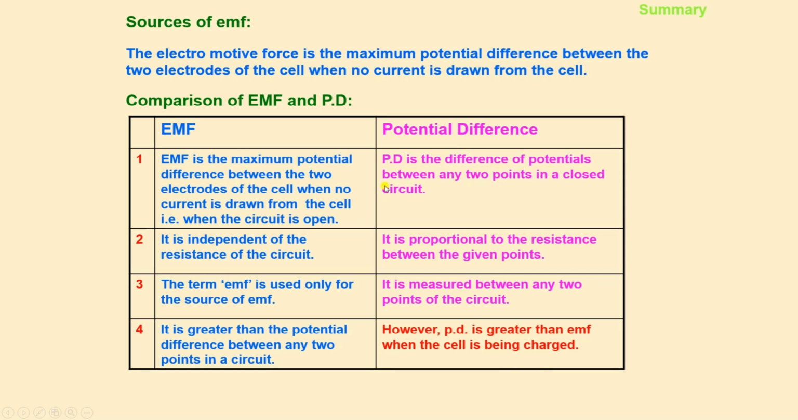Potential difference is the difference of the potential between any 2 points in a closed circuit. EMF is independent of the resistance of the circuit, while the potential difference is proportional to the resistance between the given points. The term EMF is used only for the source of EMF, and potential difference is measured between any 2 points of the circuit. EMF is greater than the potential difference between any 2 points in the circuit, while the potential difference is greater than the EMF when the cell is being charged.